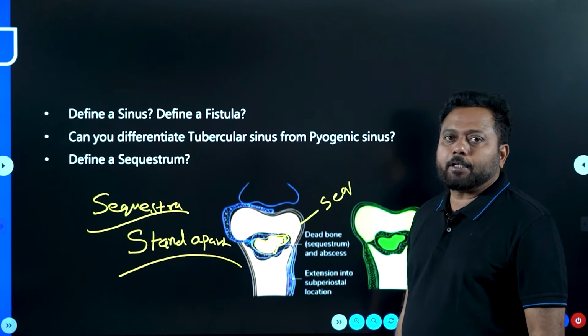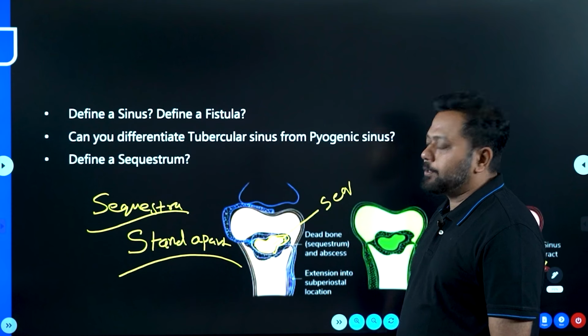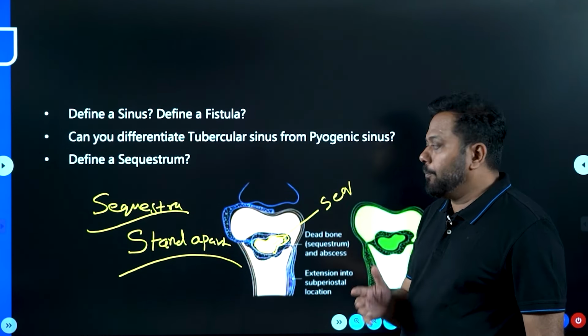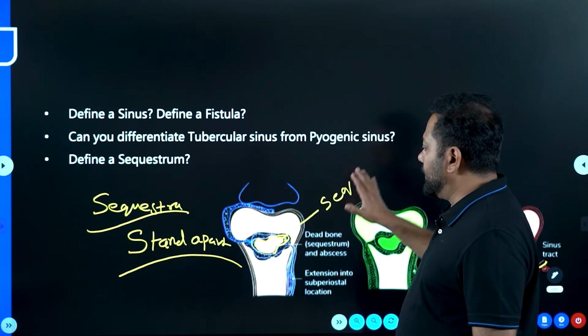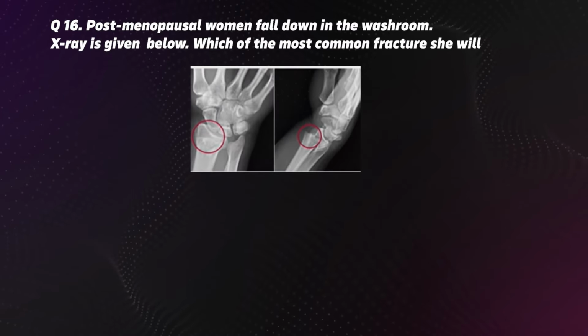So, define a sequestrum: dead bone inside a living bone. That is the main source of infection because it's dead bone. In X-ray, this is seen as a radio-opaque structure. That's called a sequestrum.